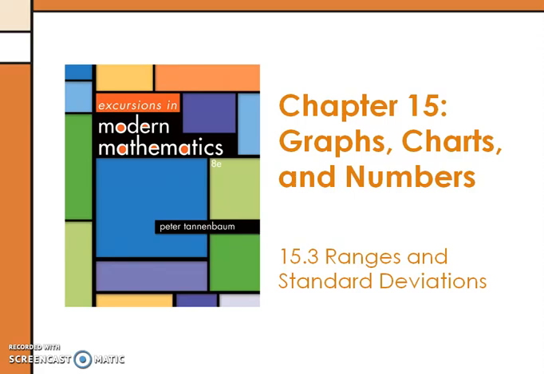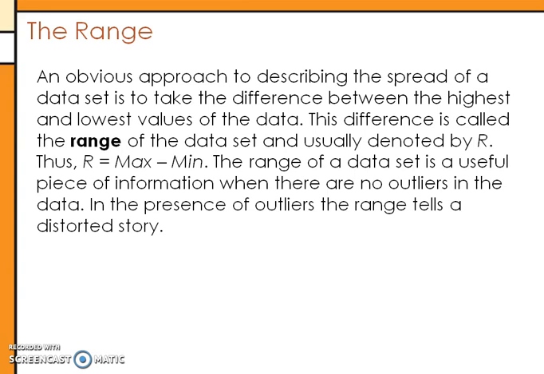Here in 15.3, we're going to look at the range, also what's called the interquartile range, and then standard deviation. So the range we're pretty familiar with. What's the difference between the maximum number and the minimum number? So how much range does our data cover? What's the difference between the high and the low?